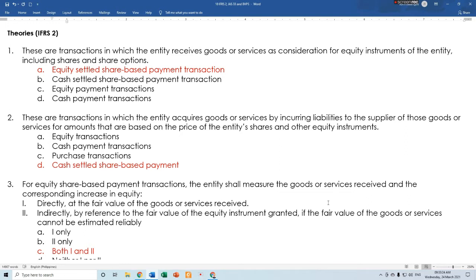So next, these are transactions in which the entity acquires goods or services by incurring liabilities to the supplier of those goods or services for amounts that are based on the price of the entity shares and other equity instruments. So in other words, ang ibabayad natin ay pera, pero ang valuation ay based doon sa shares ng entity. So ang sagot ay letter D, cash settled share-based payments. Okay, so yun yung number 2.